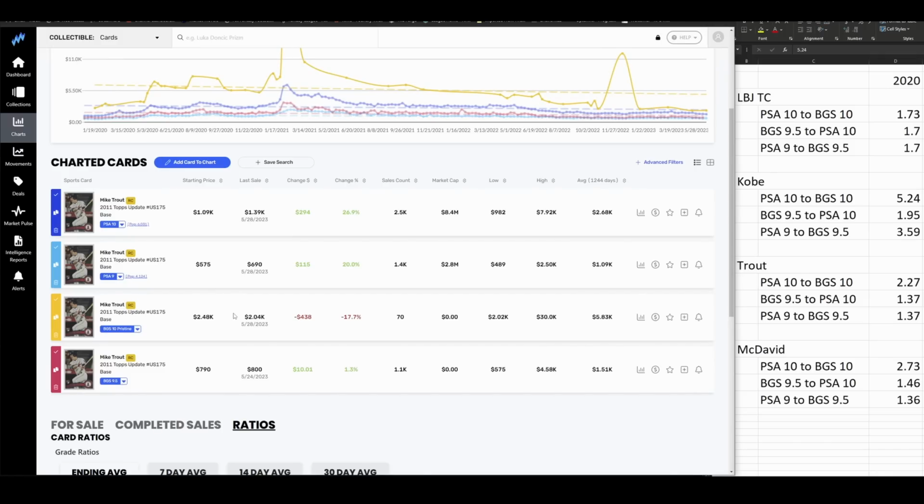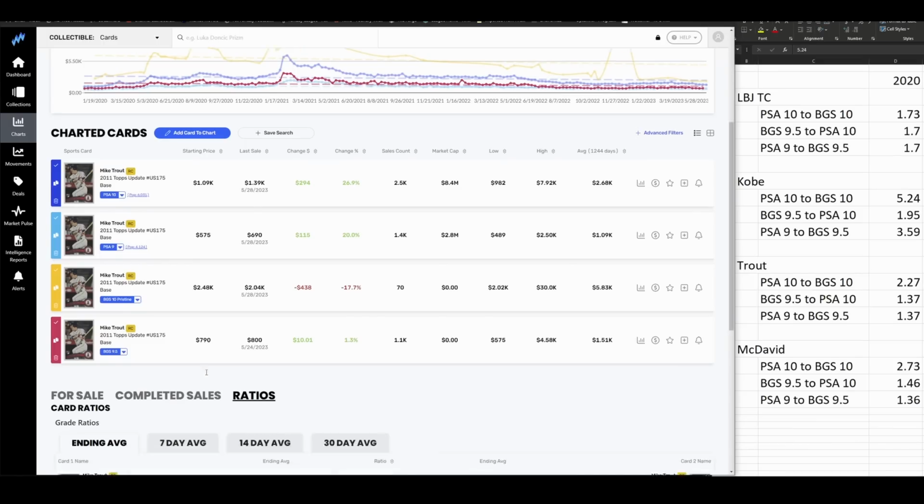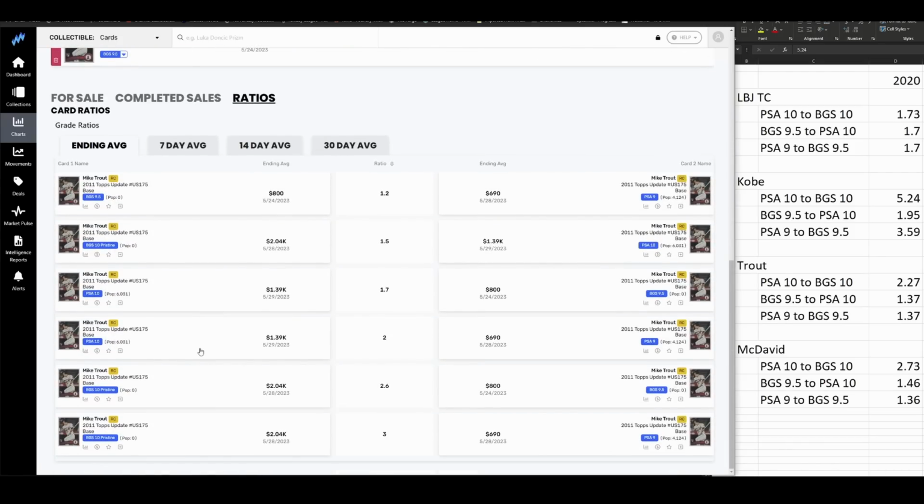But back then, it was basically 2.25x, a BGS 10 compared to a PSA 10. A 10 to 9.5, a PSA 10 sold for, like I said, 1.1K. A BGS 9.5 went for about $800. That's about 1.37, and then 1.37 was also the ratio on a BGS 9.5 to a PSA 9.